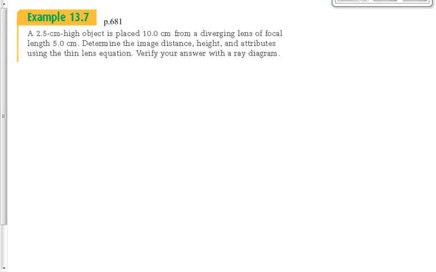Okay, let's take a look at 13.7 on page 681 here. It says a 2.5 centimeter high object is placed 10 centimeters from a diverging lens. Diverging lens. Doesn't really matter at this point whether it's a lens or a mirror. If it's diverging, it's going to give you a negative focal length.